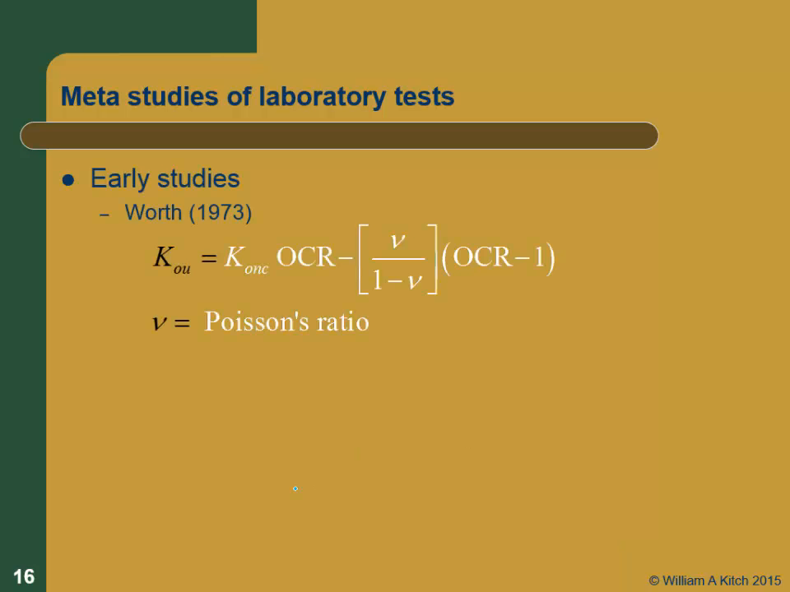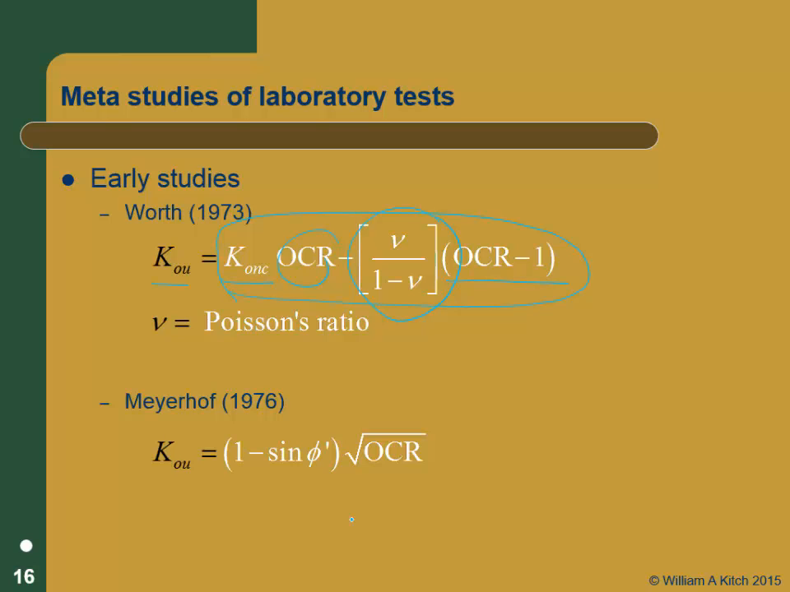Some of the early ones, Worth in 1973, tried to fit an equation to the relationship. We're talking about the relationship now between K0 and the over-consolidation ratio. So he thought that the over-consolidated K was equal to the normally consolidated K times the OCR times the Poisson's ratio over 1 minus Poisson's ratio times the OCR minus 1. Well, it's not only a little complicated, but now we have to know Poisson's ratio. That's rather unhelpful for soils.